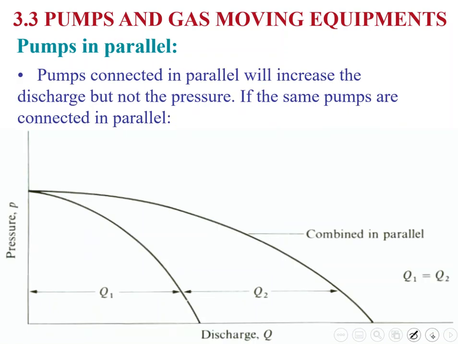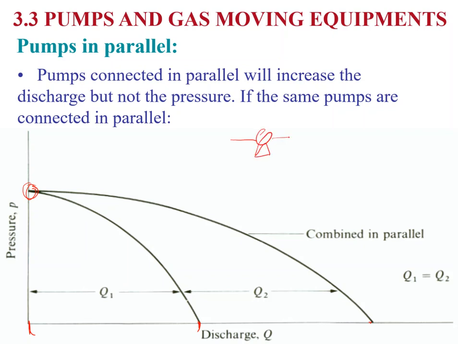And for the second case, the pressure, as you can see, that I'm getting from both pumps, is this thing here, and I'm not increasing it by connecting the two pumps in parallel, but this is what I am getting for the discharge Q. And here is if I have two pumps. So pumps connected in parallel will increase the discharge, but not the pressure, if the same pumps are connected in parallel. Okay, again, let me explain this.